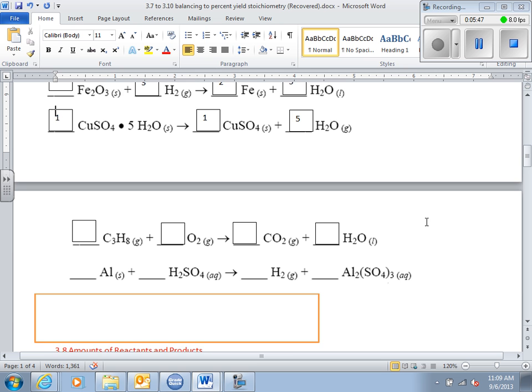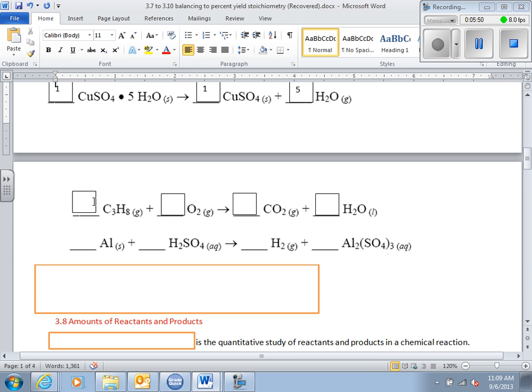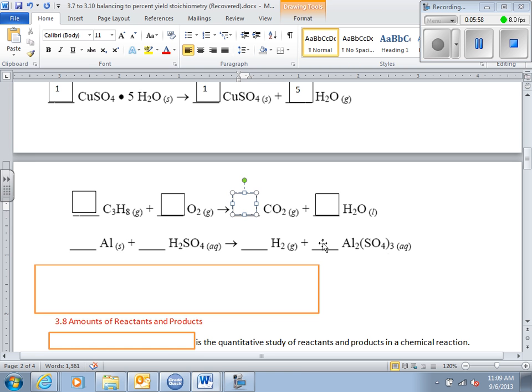Okay. Over here, let's see, carbons, hydrogens. There's oxygens all over. We don't want to do those first. So we can do the carbons first. There's 3 here, so I put a 3 there. Again, pause this and just do this on your own and fast forward to get the answers.